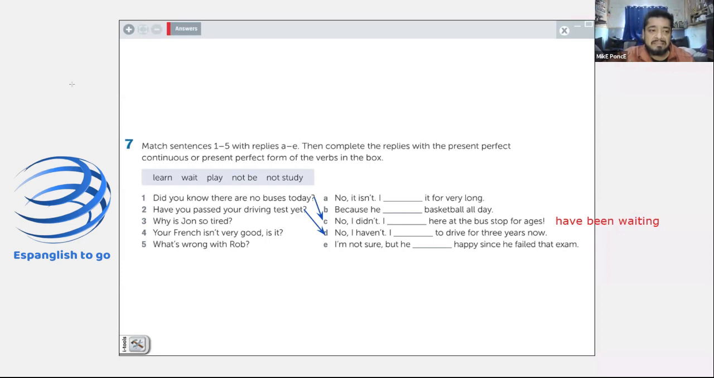So, well, let's cross out here the verb wait that we used in exercise, well, in the first one.